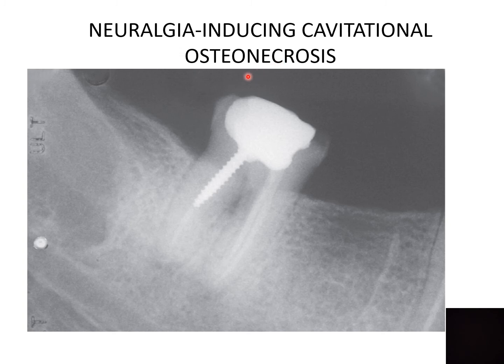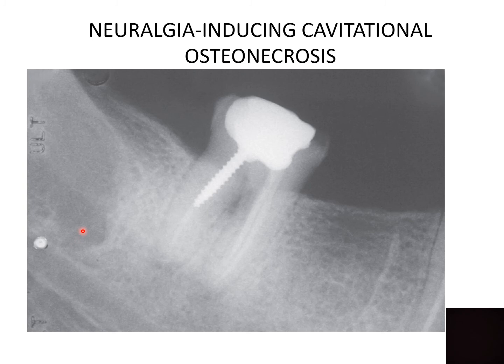Neuralgia-inducing cavitational osteonecrosis is quite an interesting condition, and I've done some research on it. Basically, following bone surgery such as tooth extraction or removal of jaw cysts, sometimes the bone does not heal completely and develops a low-grade osteomyelitis, and there are areas of bone necrosis, and this leads to pain which is very similar to the pain of trigeminal neuralgia.